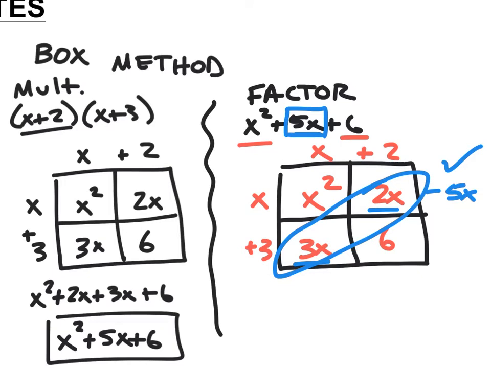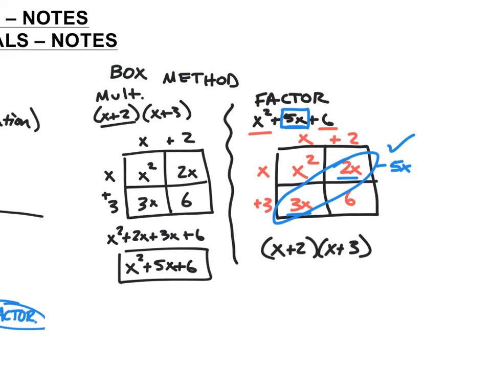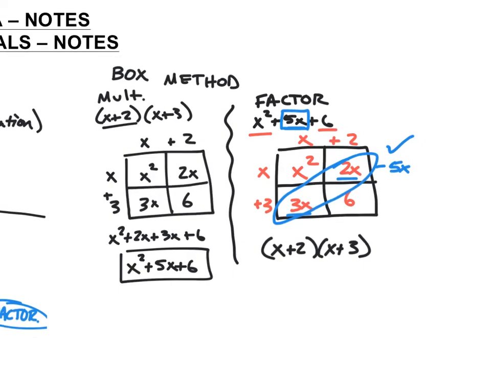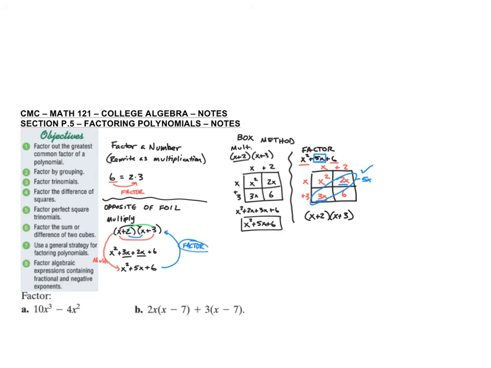But the idea is that I'm using this box method to verify that this factors to x plus 2 times x plus 3, okay? So factoring and multiplying, they're just kind of opposites of each other, okay? Factoring is just rewriting it as multiplication. So that's factoring in a nutshell: we have this one thing here where we multiply out, and factoring is going backwards, okay.